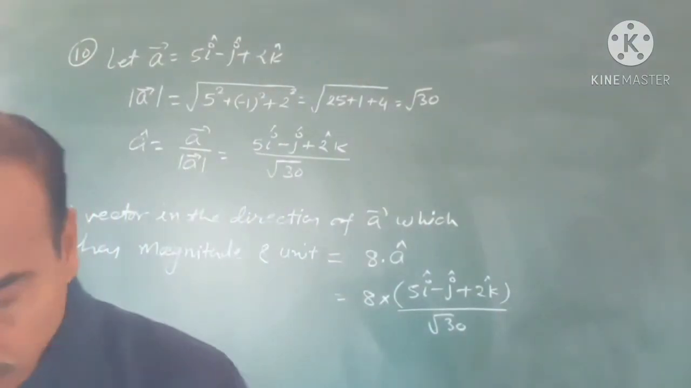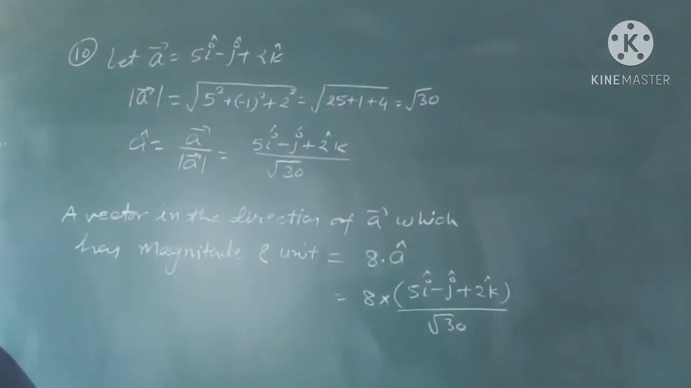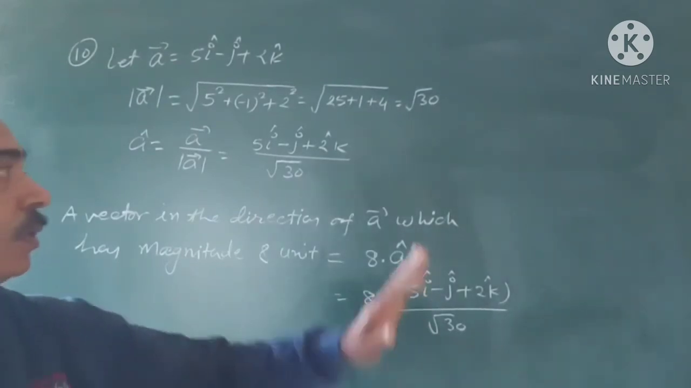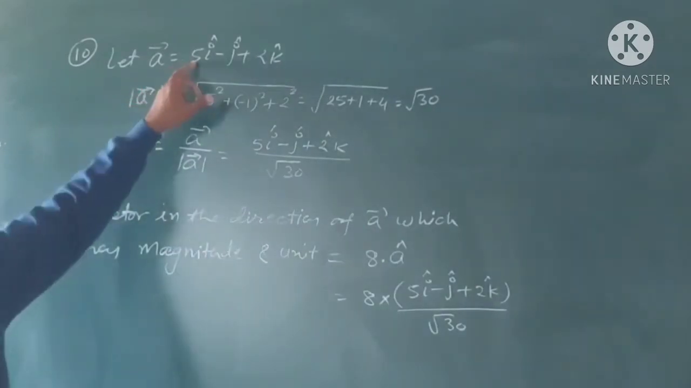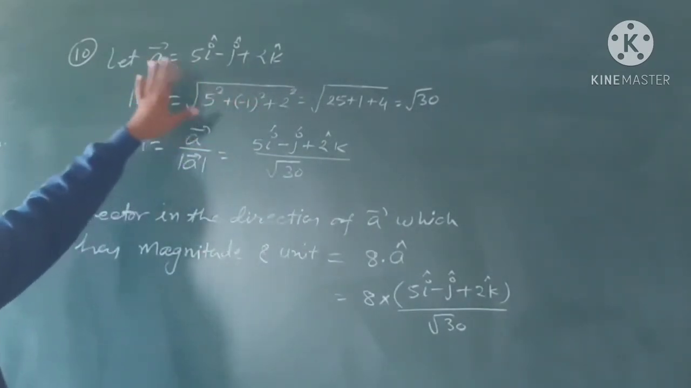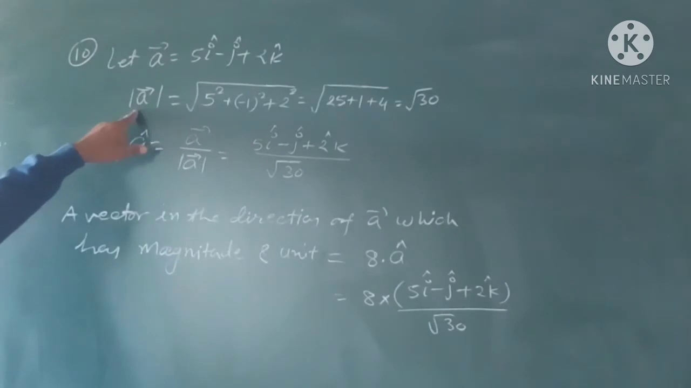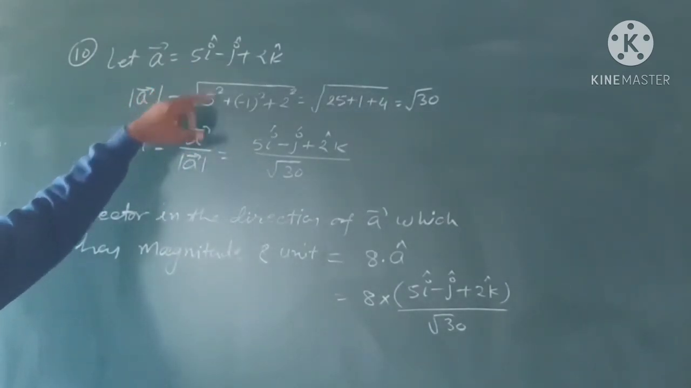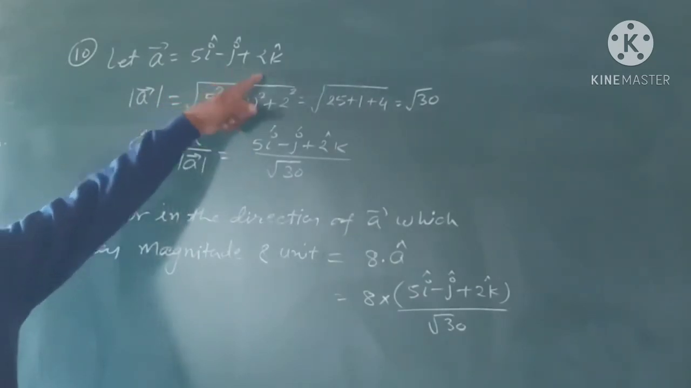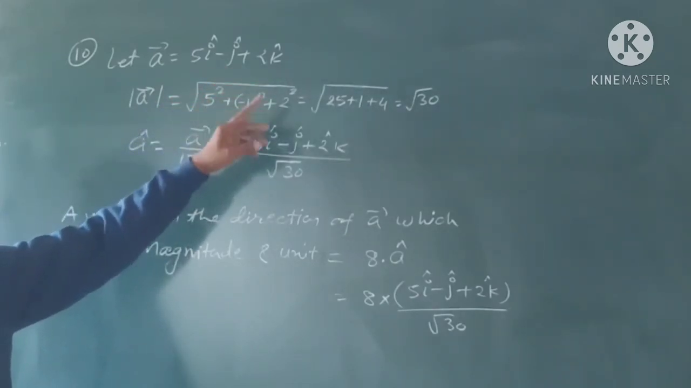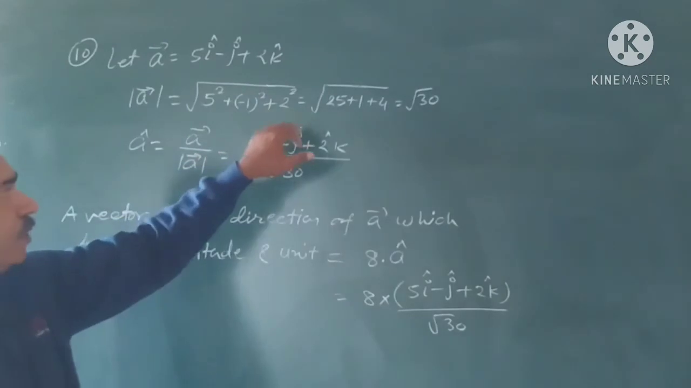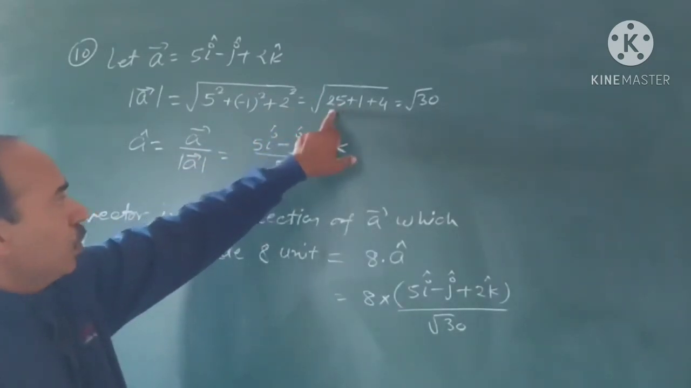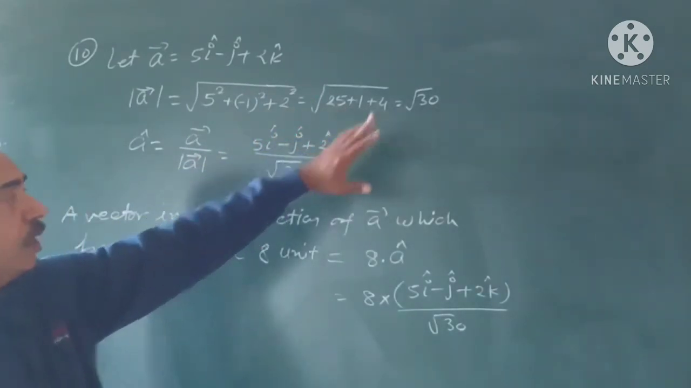Okay, next question number 10. Find a vector in the direction of 5i minus j plus 2k which has magnitude 8 units. So let vector A be equal to 5i minus j plus 2k, and first find its mod value. So mod of vector A is under root 5 square plus minus 1 whole square plus 2 square. 5 square is 25, minus 1 whole square is 1, and 2 square is 4. So 25 plus 1 plus 4, which is under root 30.